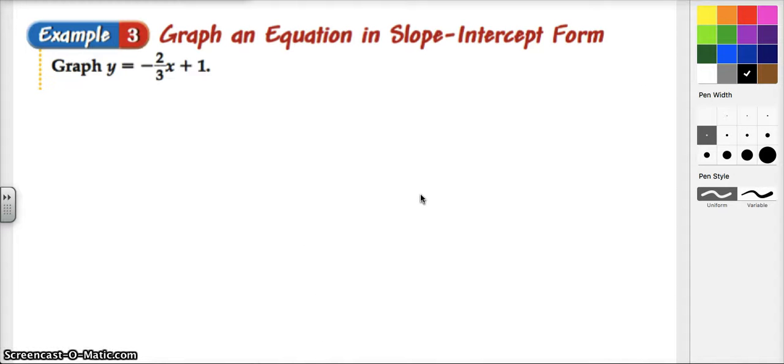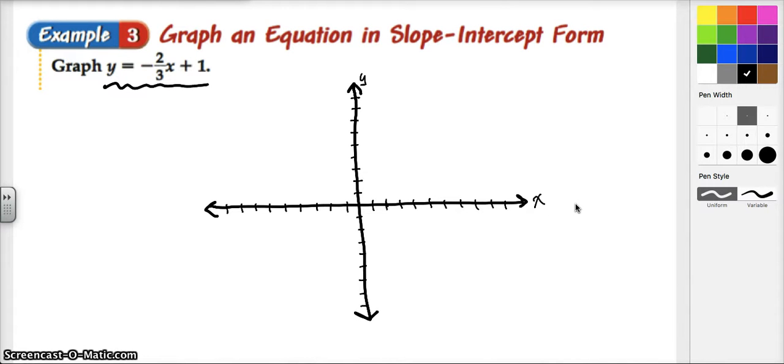In this example, we're going to have the opportunity to demonstrate the true reason why everyone loves this form of an equation, slope-intercept form, and it's because it makes graphing really easy. So we're asked to graph this equation. Let's get an x and y axis.